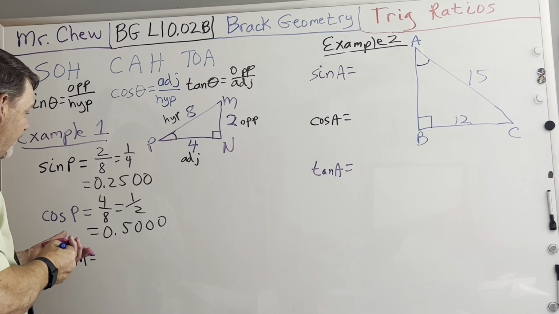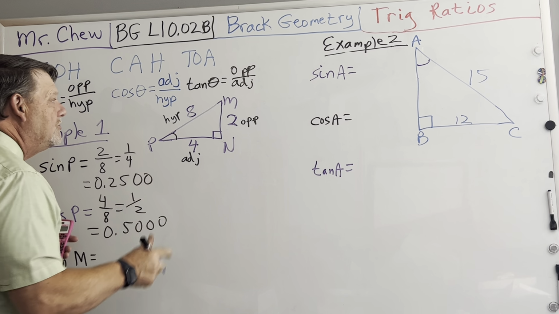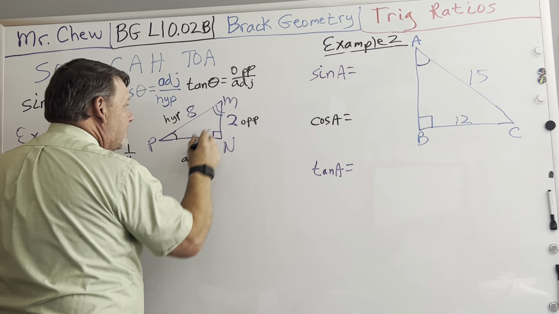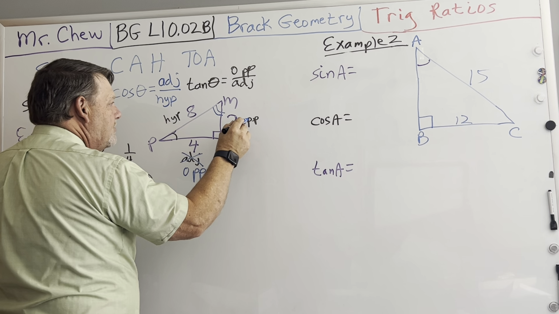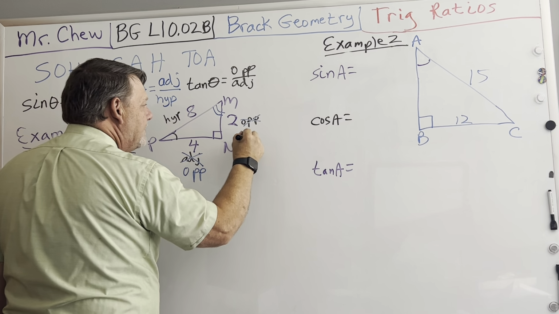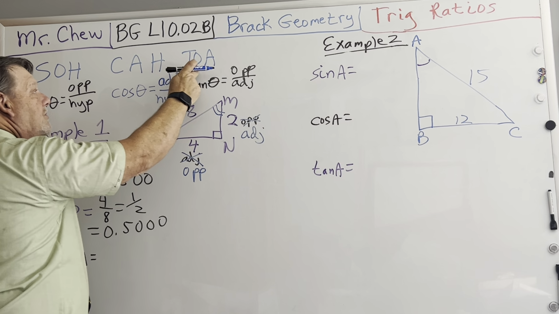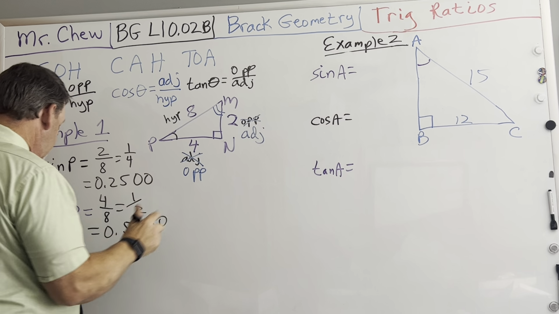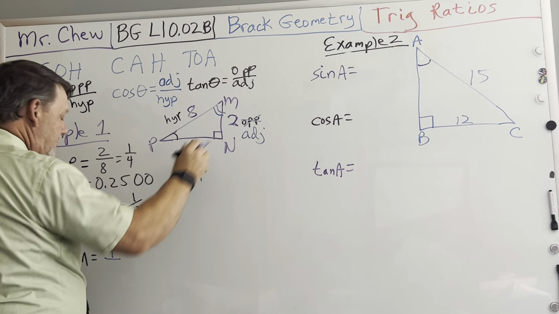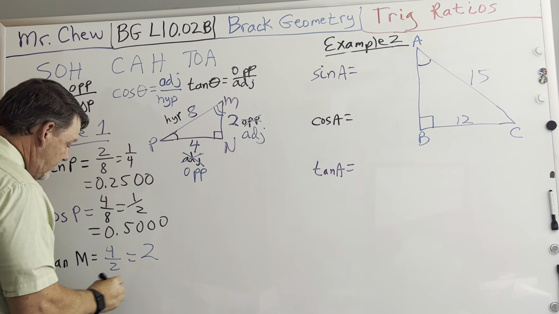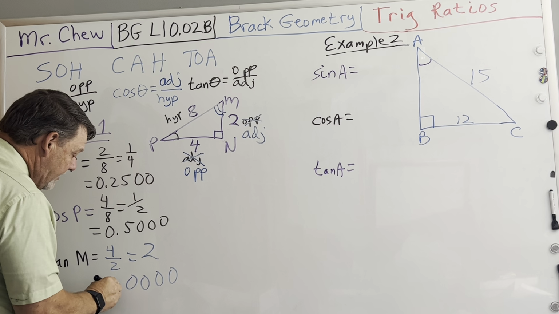All right, now I'm going to change colors because now we no longer want P, we want M. So I'm going to go to blue, and we're dealing with this. So this is no longer adjacent to M, it is opposite. This is no longer opposite M, it is adjacent, but the hypotenuse stays the same. So for tangent, it's TOA, which is opposite over adjacent. So the opposite of M is 4. Adjacent is 2, so that's 2.0000.